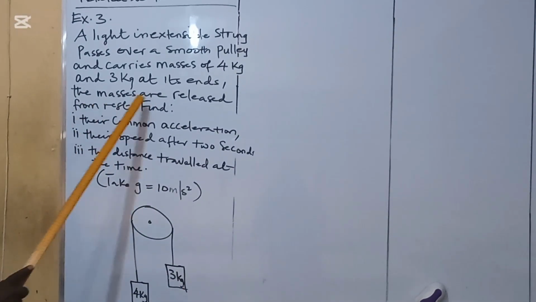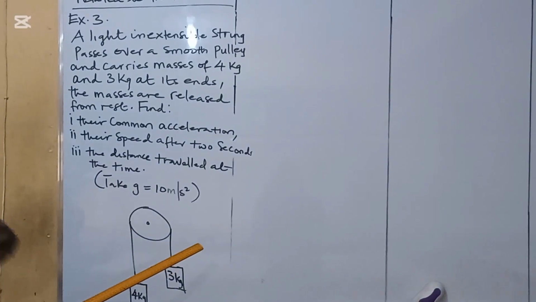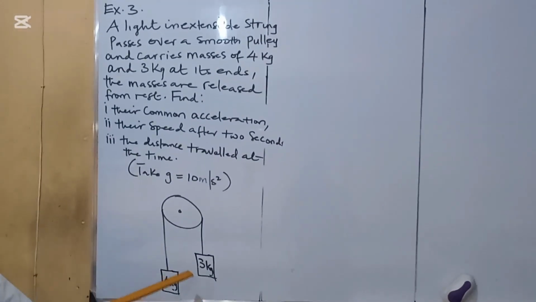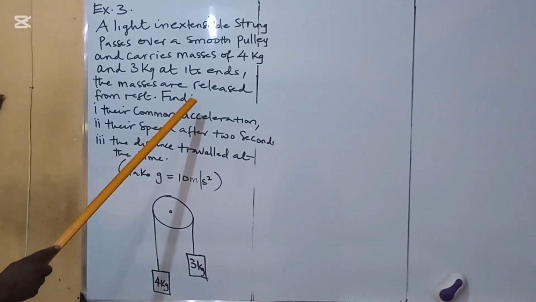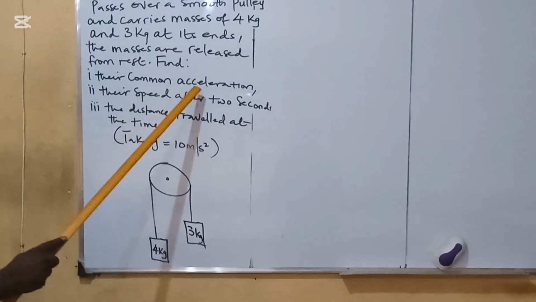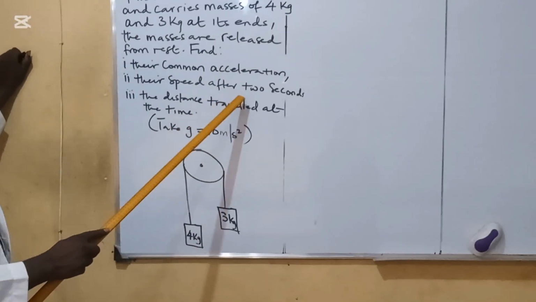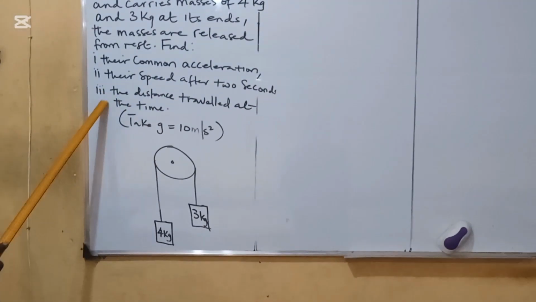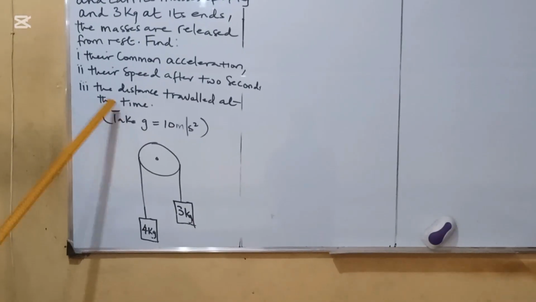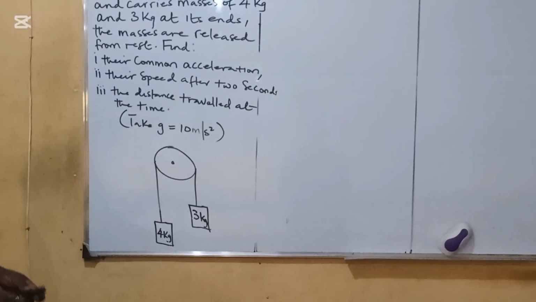The masses are released. Now, if we place our finger here and then we release our finger, the mass of 4 kilograms will likely pull down while the 3 kilograms goes up. The masses are released from rest. Find one, their common acceleration. Two, their speed after 2 seconds. Three, the distance traveled at that time. And you are asked to take g as 10 meters per second squared.